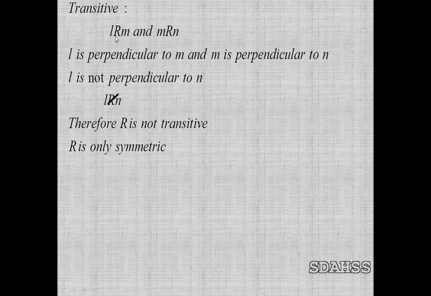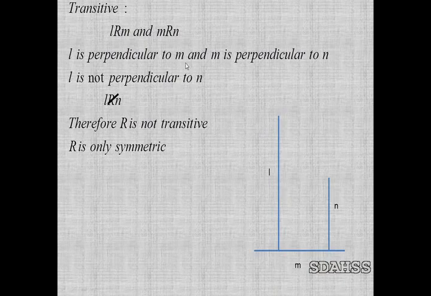Then transitive. L is related to M and M is related to N. L is related to M means L is perpendicular to M, and M is related to N means M is perpendicular to N, but L is not perpendicular to N. So L is not related to N. So therefore R is not transitive. So here R is only symmetric.